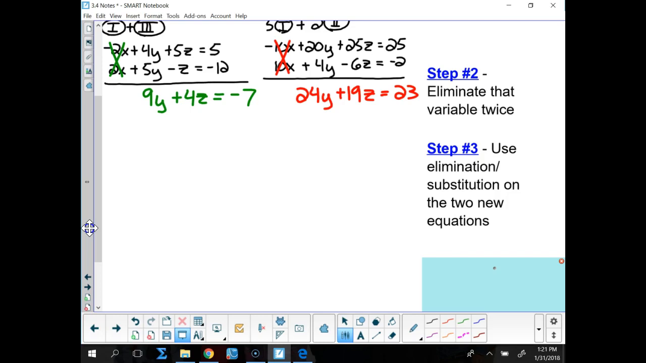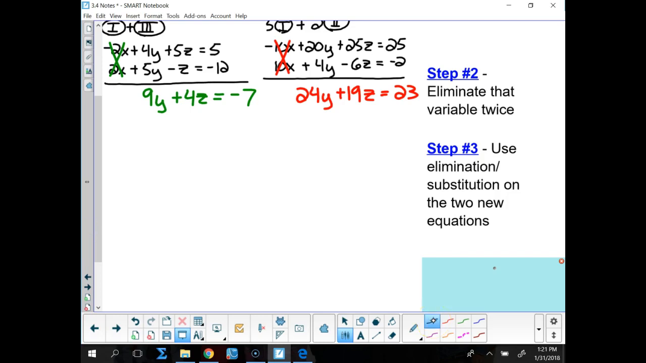Okay? Substitution tells me that I've got to solve one of those equations for one of those variables. Not the easiest, right? I either got to divide 4 by 9 and 7 by 9, or divide 9 by 4 and 7 by 4, or I got to divide by 24 or 19. Not the easiest. So let's go with elimination.